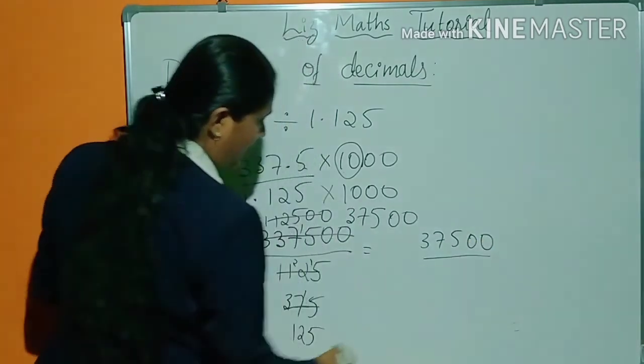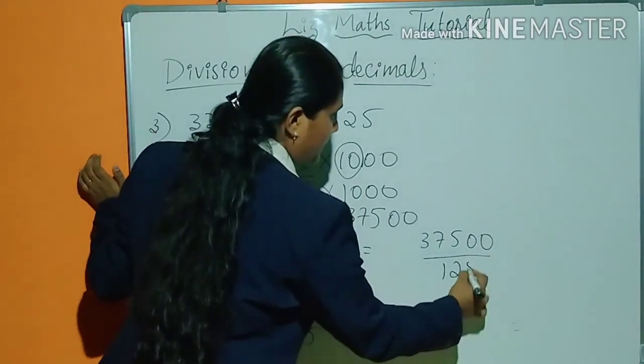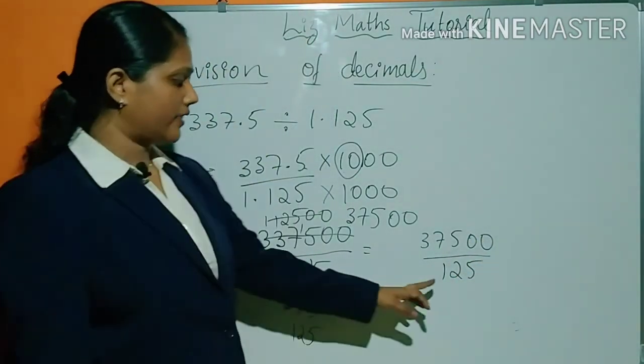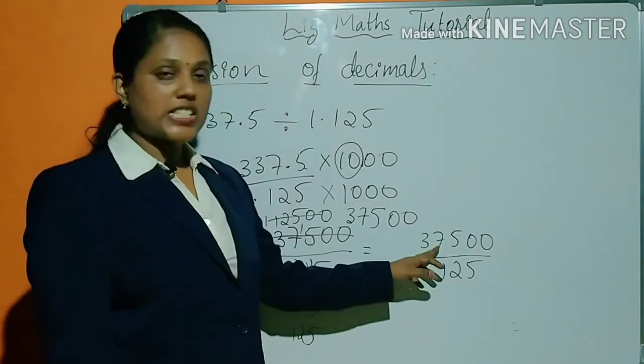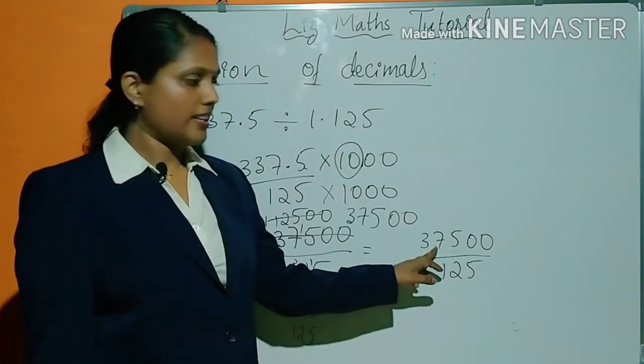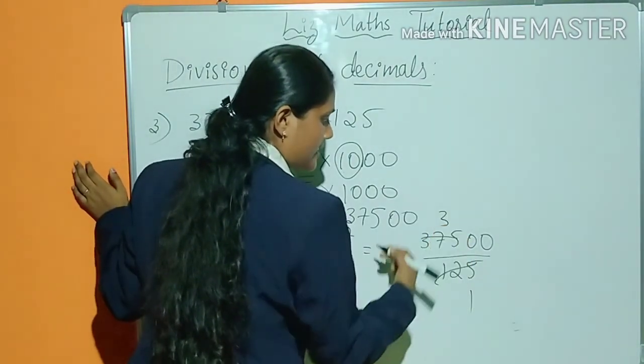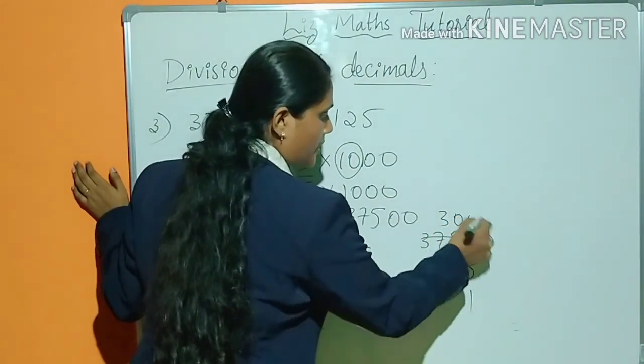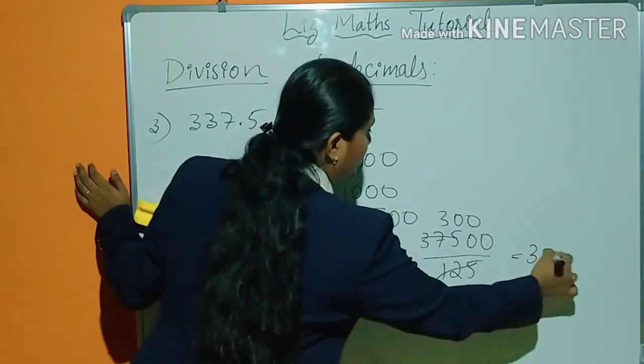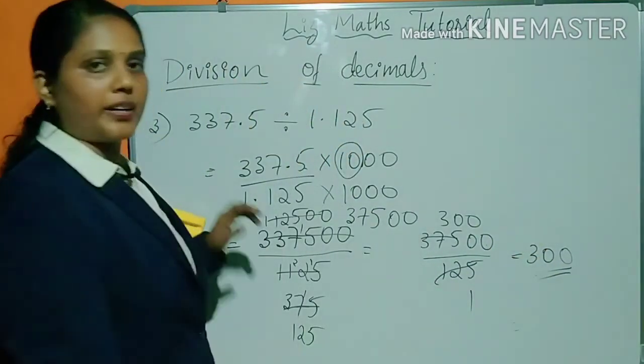37500 divided by 125. See here 125. 125 3s are 375, isn't it? So 125 1s are 125, 3s are 375, then 2 more 0s remaining. So you will get the final answer as 300.